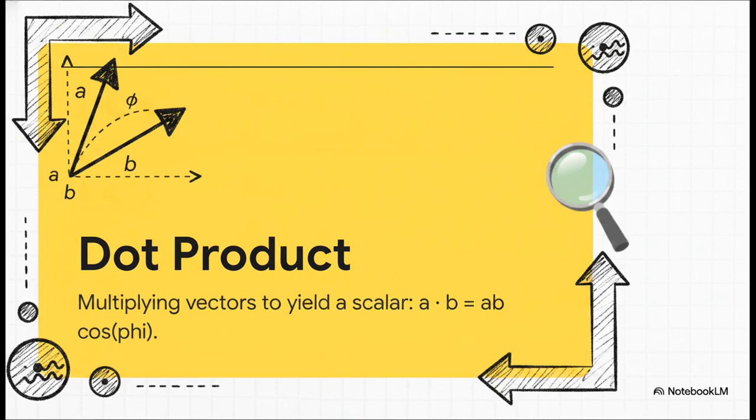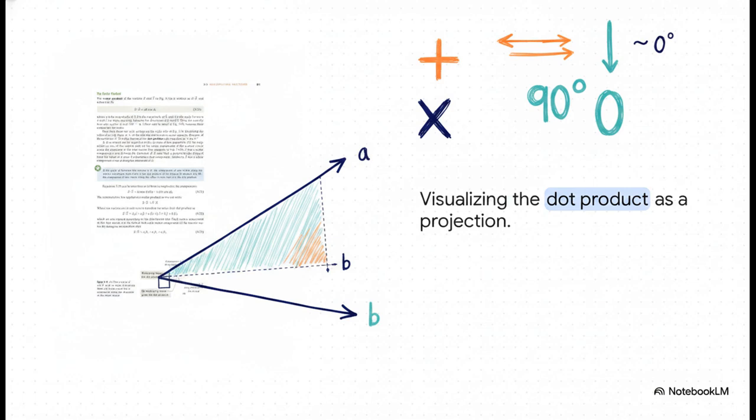The first way is called the scalar product, or the dot product. This takes two vectors and produces a regular, everyday scalar number. The crucial formula you need here is a dot b equals the magnitude of a times the magnitude of b times the cosine of the angle between them. Let's see how this builds visually.